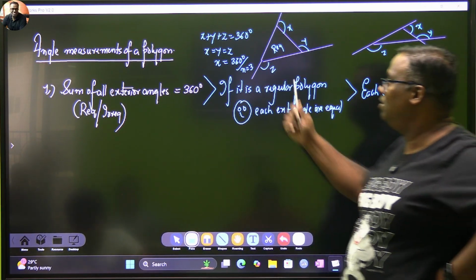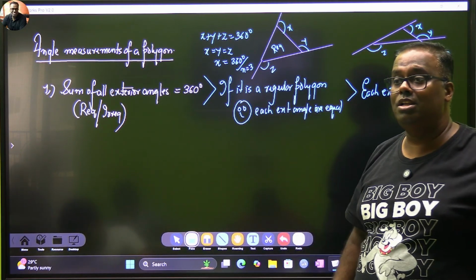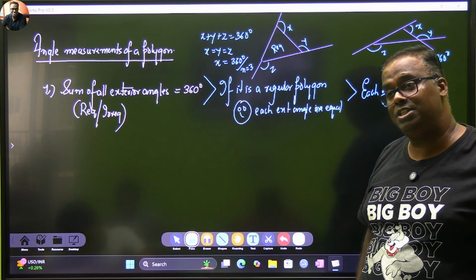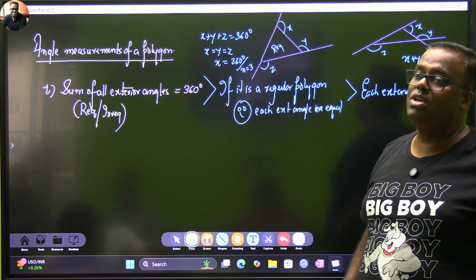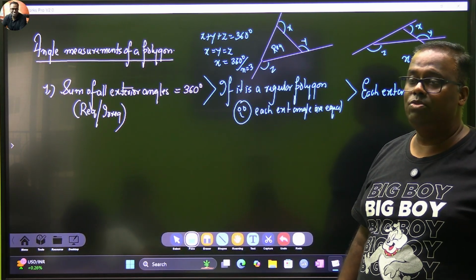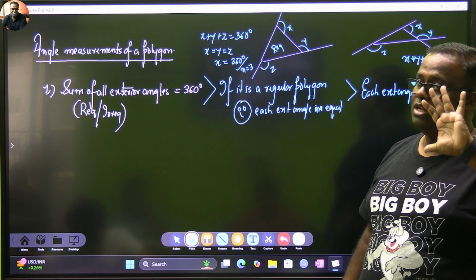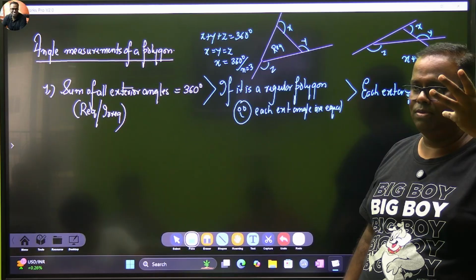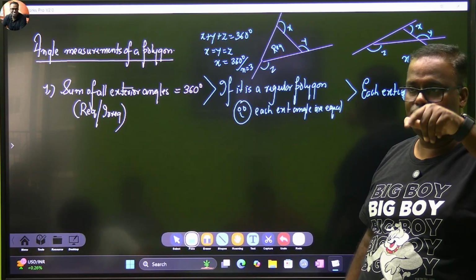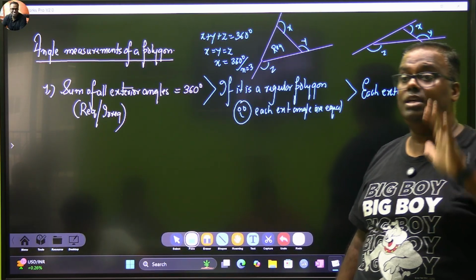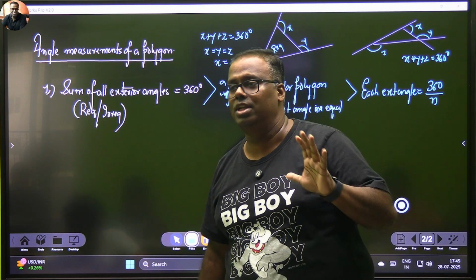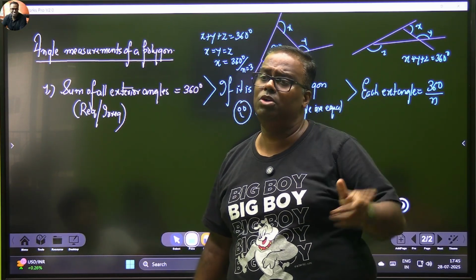They will try to give you a regular polygon, and they will say, now find the value of each external angle. Say we have a polygon which is a pentagon. I hope you know the names, penta means 5, pentagon. Now n becomes equal to 5, right? So 360 divided by 5 is 72. Each external angle is 72 degrees, and all will be equal because it's regular.